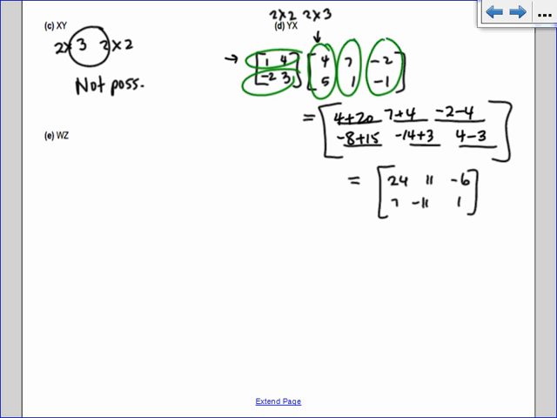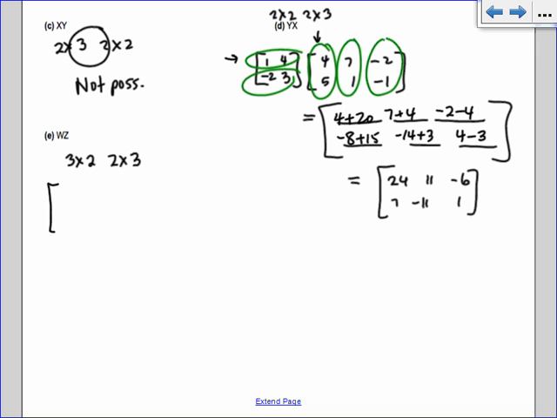And then W times Z. W was a 2 by 3 matrix, and Z was a 2 by 3 matrix. No, wait, was that right? 2 by 2 rows. No, 3 by 2. Yeah, you actually can't do this one. It's 3 by 2. So 3 by 2 and a 2 by 3. So we're going to end up with a 3 by 3.